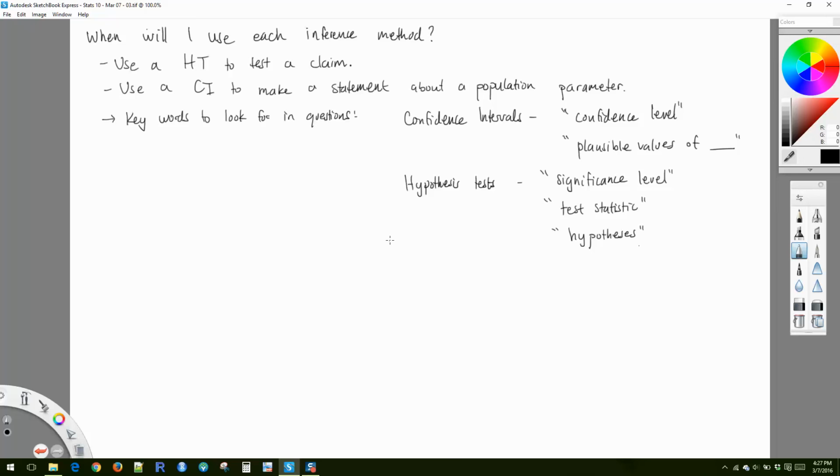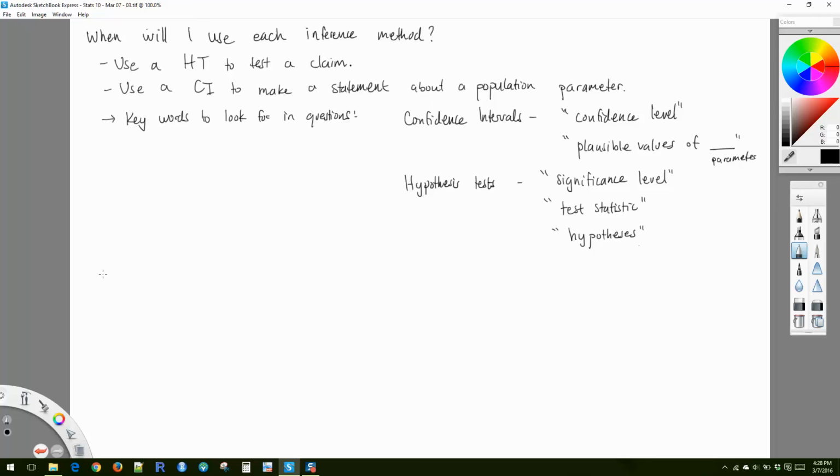You're going to see words like standard error and words like do we have evidence. Those are going to be common to both confidence intervals and hypothesis tests, so you can't use those to distinguish whether you should use a confidence interval or a hypothesis test. But test statistic, hypothesis, significance level, these will only appear for hypothesis test questions. Confidence level and plausible values of the parameter, whatever parameter it is that you're looking for, that will be for confidence intervals.